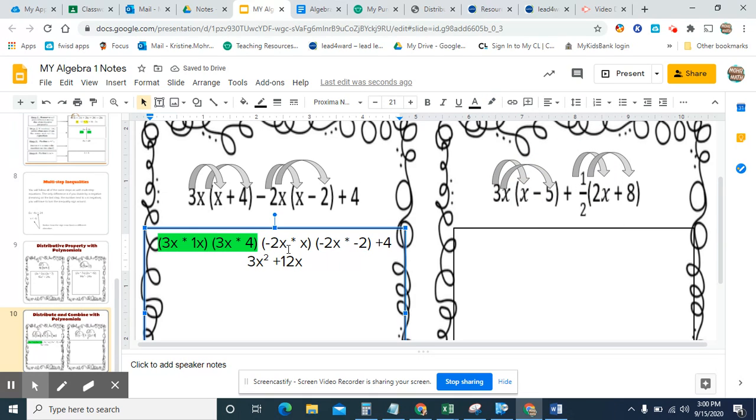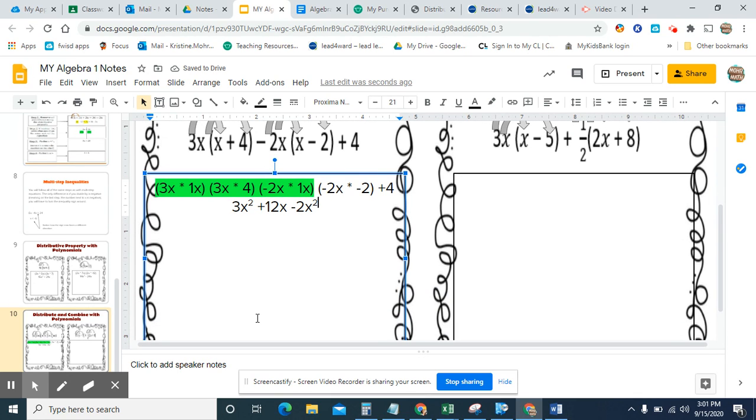So then we have negative 2x times x. Again, if you want to put that 1 in front, that's fine. Negative 2 times 1 is negative 2. And then here we have an x times an x. So remember, x times x is x squared. So let's highlight this one because it is also complete. It's good. And we are on the last one, the last parentheses.